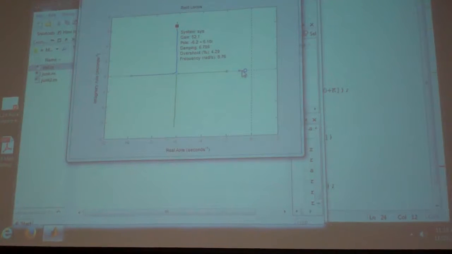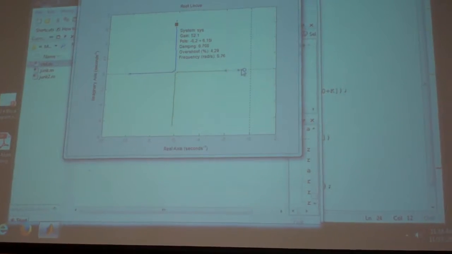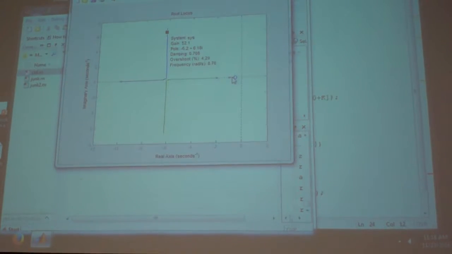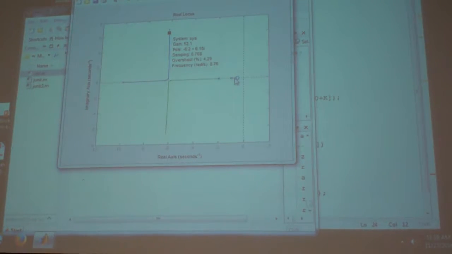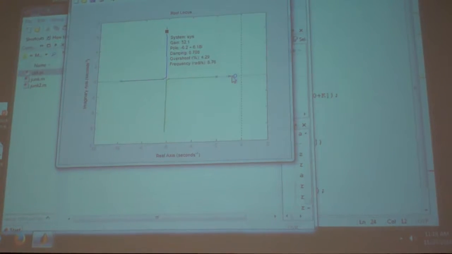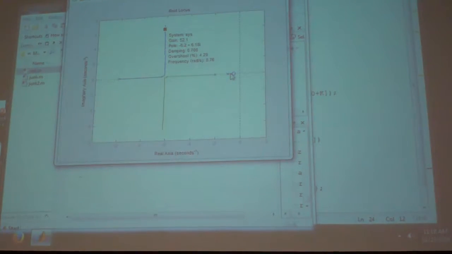However, the third pole will be here. This is our dominant pole, so the system's performance will be dominated by this one. This one, if you want to calculate, you can calculate. We can calculate this pole. You can see this gain, 52.1.